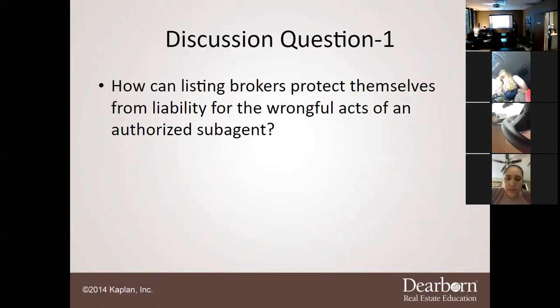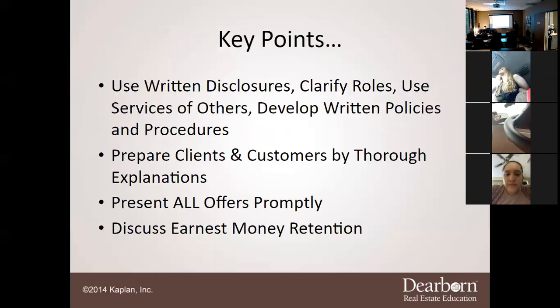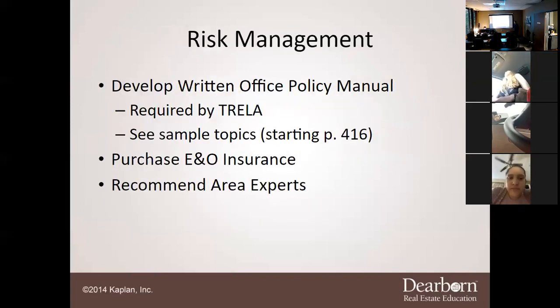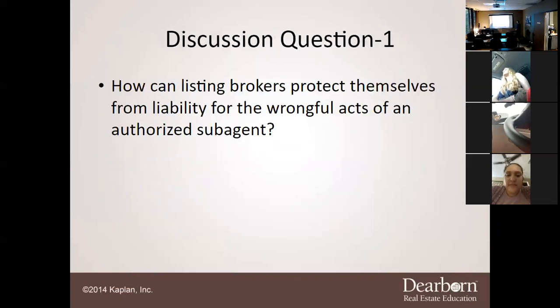So, number one, how can listing brokers protect themselves from liability for the wrongful acts of an authorized agent? Carla. Disclosing information in a way that's... oh, okay. Insurance. Purchasing E&O insurance. Exactly right. Good job. Without any assistance whatsoever.